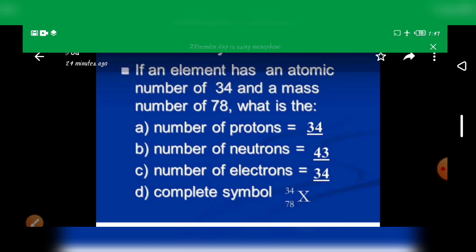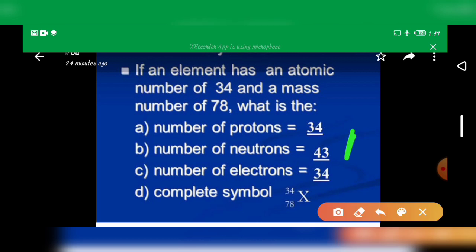Number of neutrons is equal to 44. How will you calculate this? That is A minus Z. Okay, A is 78 minus Z is 34. You subtract these and you get the value.